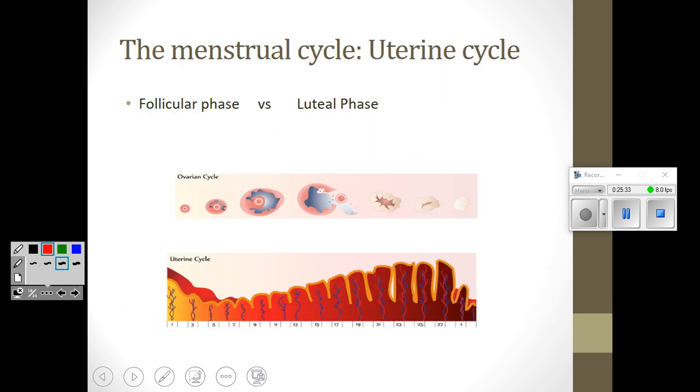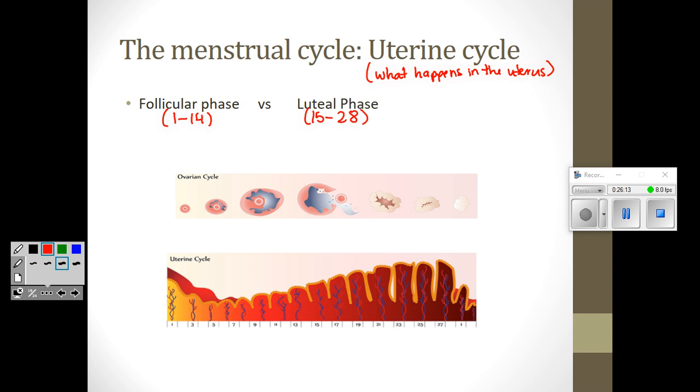Now, if we compare what's happening in the ovary over the same period of time to what's happening in the uterus, we have the uterine cycle. Now, the uterus is not the place that the hormones are being made. It's also not the place that the gametes are being made. But the uterus is the place where, if the egg were to be fertilized, it needs to develop. So things happen in the uterus in parallel with the ovary. The follicular phase is day 1 to 14, and luteal 15 to 28.